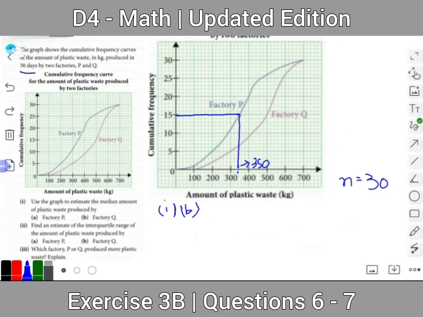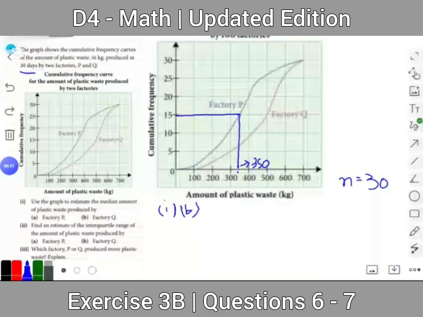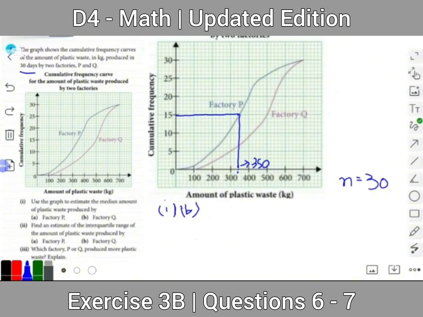Now for part 1b, we have to estimate the median amount of plastic produced by the factory Q. From 15 along the y-axis, we will draw a horizontal line until it touches the cumulative frequency curve representing the factory Q. Now from the point of intersection on the curve, we will draw a vertical line until it touches the horizontal axis. So here we have the value 500.